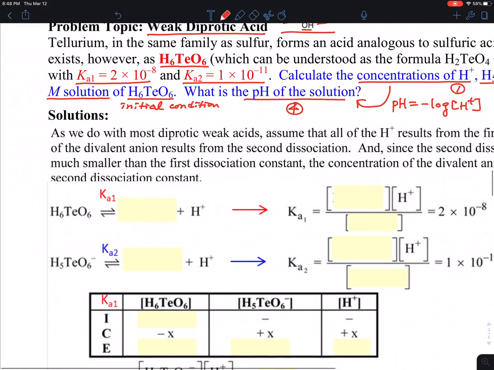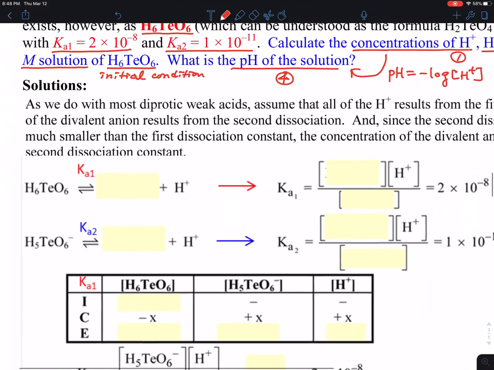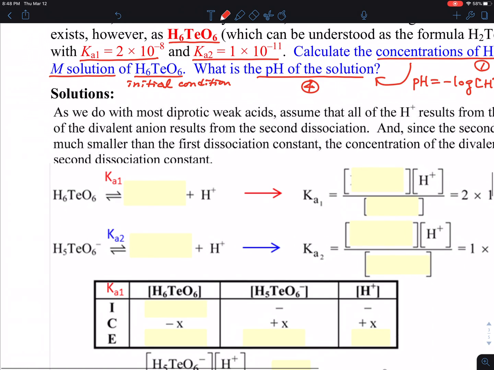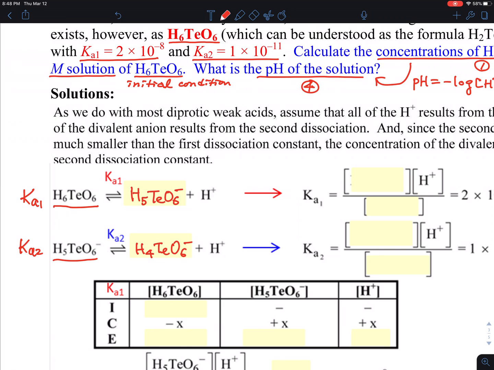So the real heart of the problem is to understand the meaning of the values given up here: Ka1, the equilibrium constant for losing the first proton, and Ka2, the equilibrium constant for losing the second proton. So this is your original acid. After losing H plus, H6TeO6 becomes H5TeO6 minus. And this compound then becomes H4TeO6 2 minus for the second ionization, which is losing the second proton here.